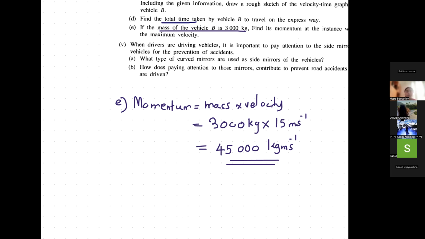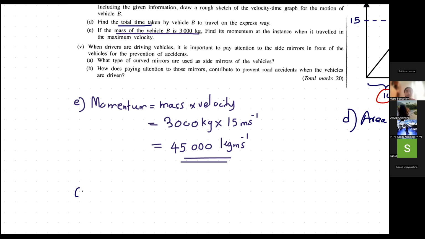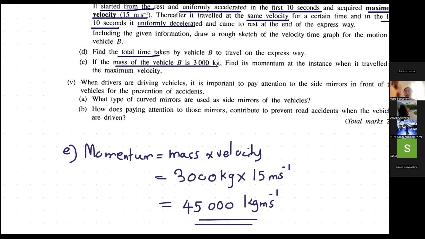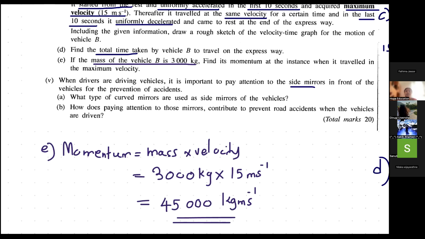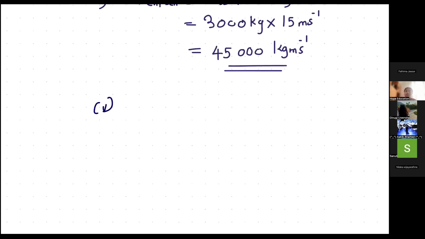Okay. Let's move on to the 5th Roman number. When drivers are driving vehicles, it is important to pay attention to the side mirrors in front of the vehicles, for the prevention of accidents. What type of curved mirrors are used as side mirrors? What did you write for that? Yeah, it is a convex mirror. Okay. We have to use a convex mirror.